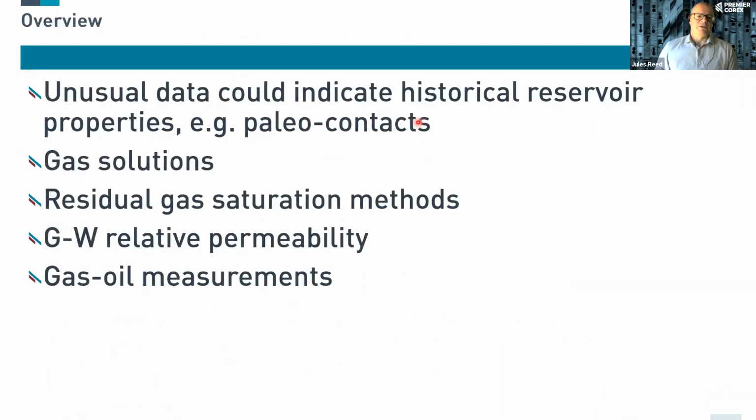So what I'll say at the start, though, is sometimes unusual data and mismatches with what you're potentially observing in, say, log data may not be errors. It could indicate some alternative reservoir history. So I'll start off just looking at some of those. I'll start off looking at paleo contacts.